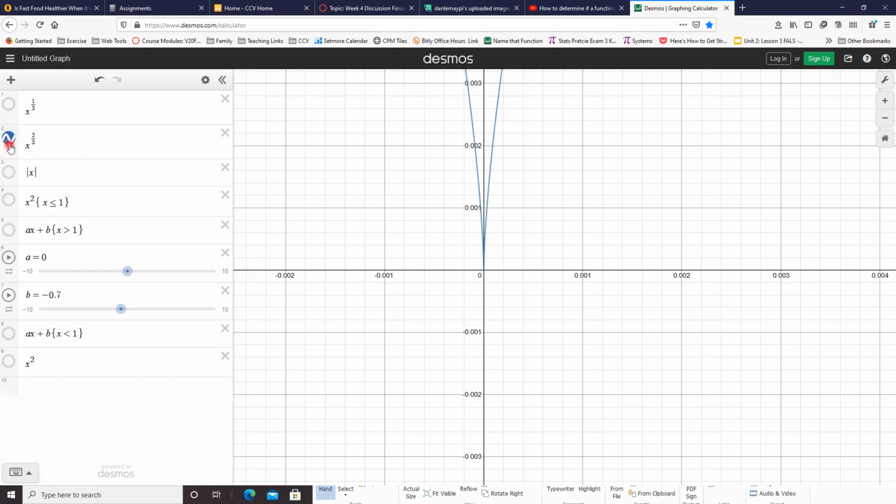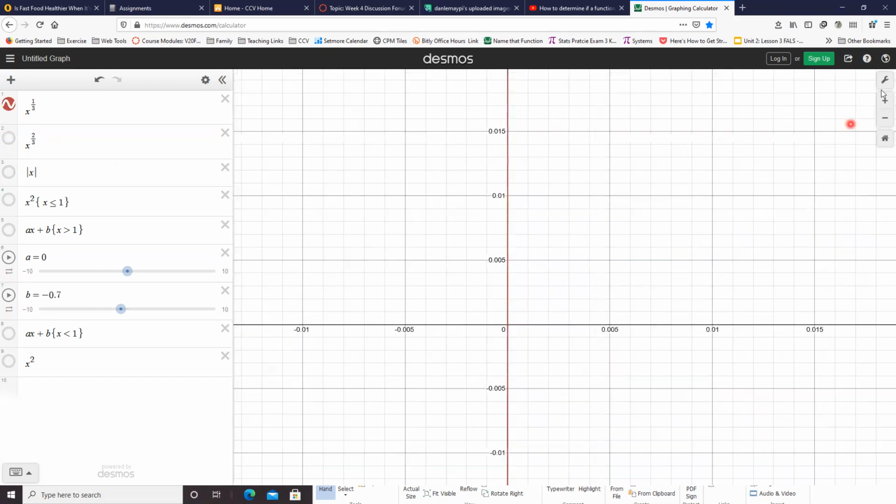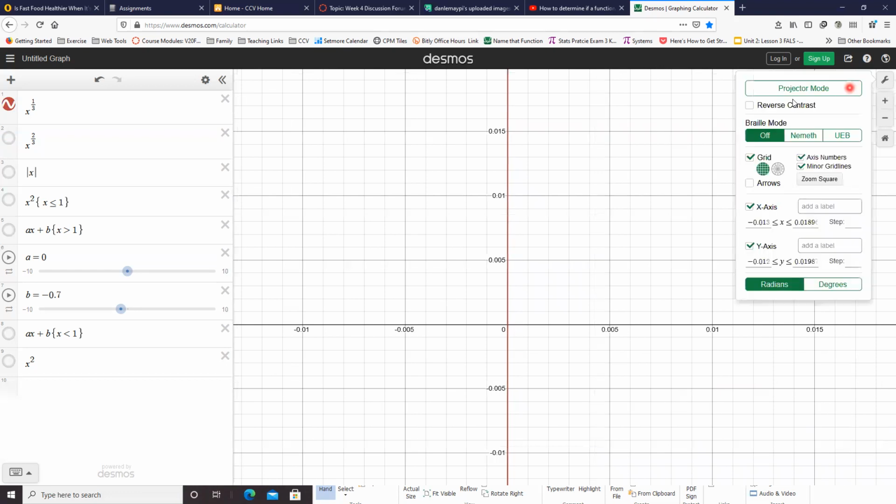How about, let's see, I'm going to do the vertical tangent. Let's do that one. Oh, what am I seeing? Oh, here we go. I couldn't see it. Here, let's go to projector mode. Maybe that's what we need to do.